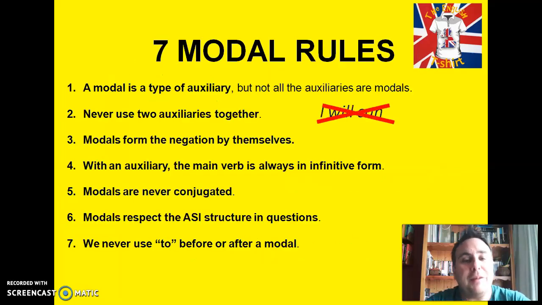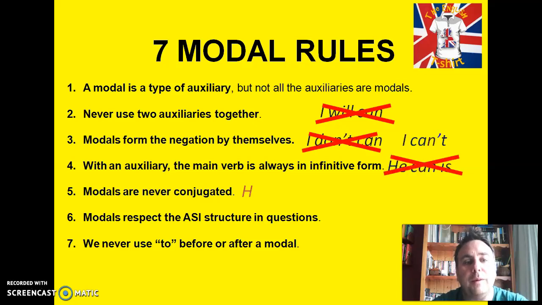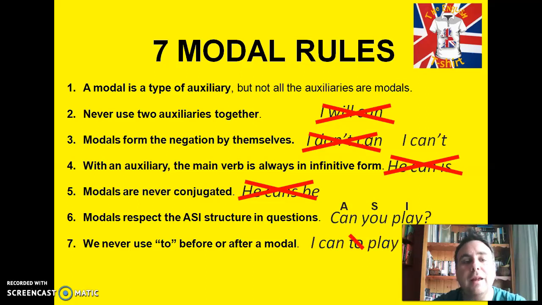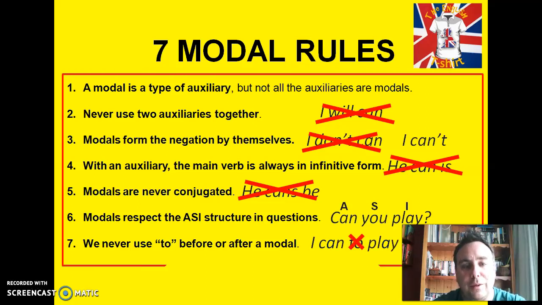We have seen the 7 essential rules of modal verbs. Remember, a modal is a type of auxiliary, but not all the auxiliaries are modals. Never use 2 auxiliaries together. Modals form the negation by themselves. With an auxiliary, the main verb is always in infinitive form. Modals are never conjugated. Modals respect the así structure in questions. And we never use to before or after a modal, except ought to.